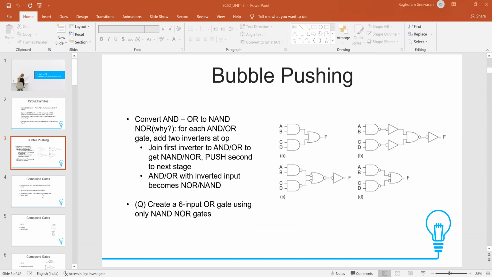For example, one question is here: create a 6-input OR gate using only NAND and NOR gates. The only thing to remember is it's not possible to do this all the time. It might fail sometimes, but it is possible in some cases. One thing I mentioned in my class, I'll mention again. Whenever we are dividing it, I'll take this example itself, the 6-input OR gate. I'll switch to the whiteboard one second.